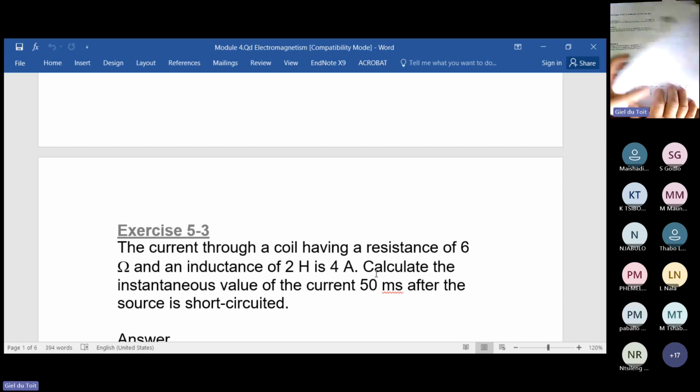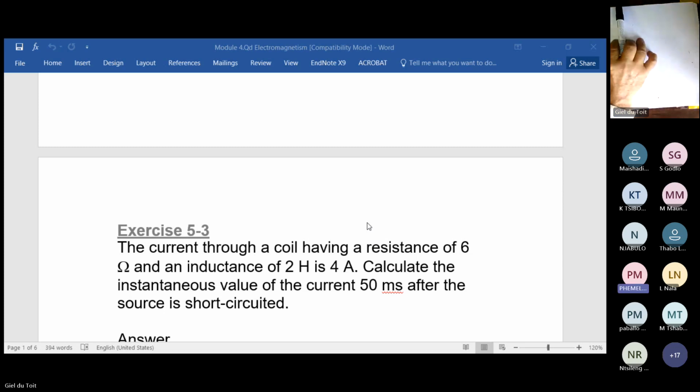I'm trying to get a paper here so I can write. Guys, can you see my pen here? Can you see the pen moving here or not? Yes, we can see the pen, sir.